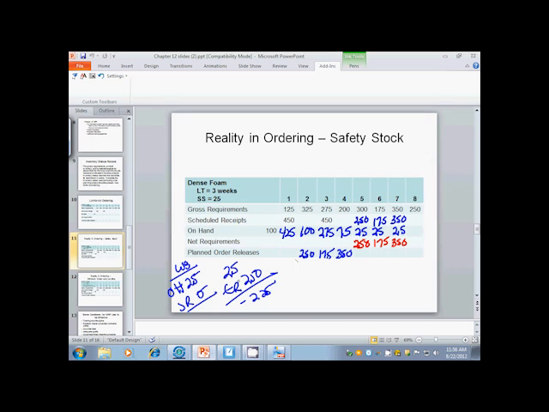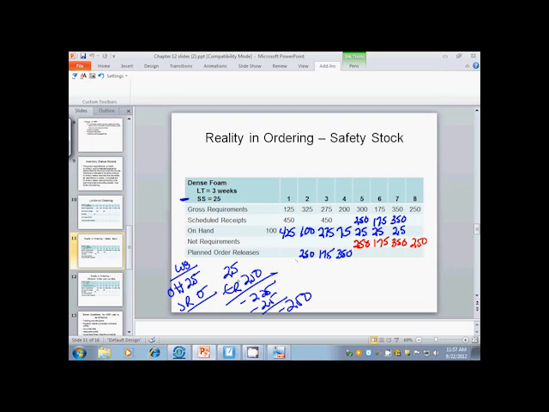But is that true? No, remember that safety stock. We need to subtract out those 25 units, which means we're short 250 units. Where do we write that? What does that tell us? That net requirement is 250 units. If we have a net requirement of 250 units, we have to plan to order this.